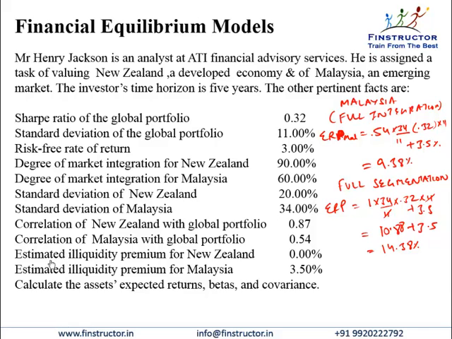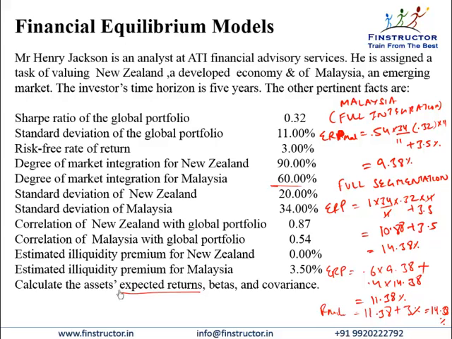The question says that Malaysia is 60% integrated with the global market. Hence, the equity risk premium that we will use will be 60% into 9.38 plus 40% into 14.38, which is equal to 11.38%. Now, if the risk premium is known, then the return on the Malaysian market will simply be 11.38 plus the risk-free rate of 3%, that is equal to 14.38%. So that's the first part of the question, the one that asks us to calculate the expected returns.